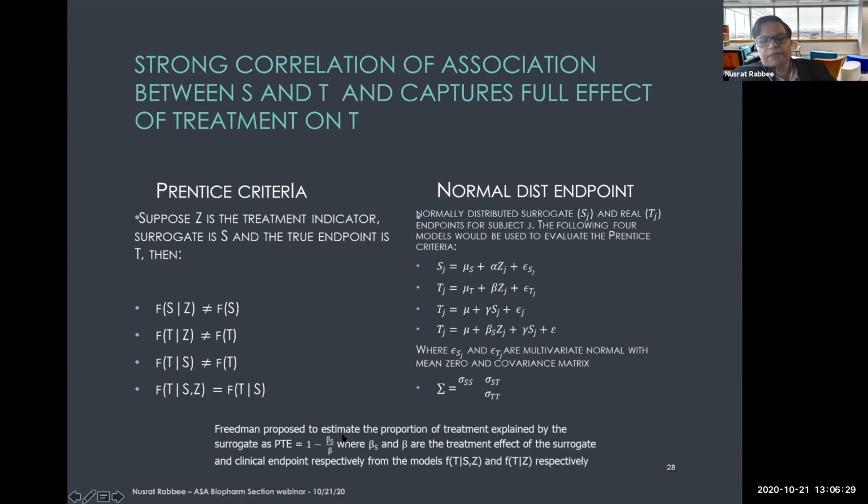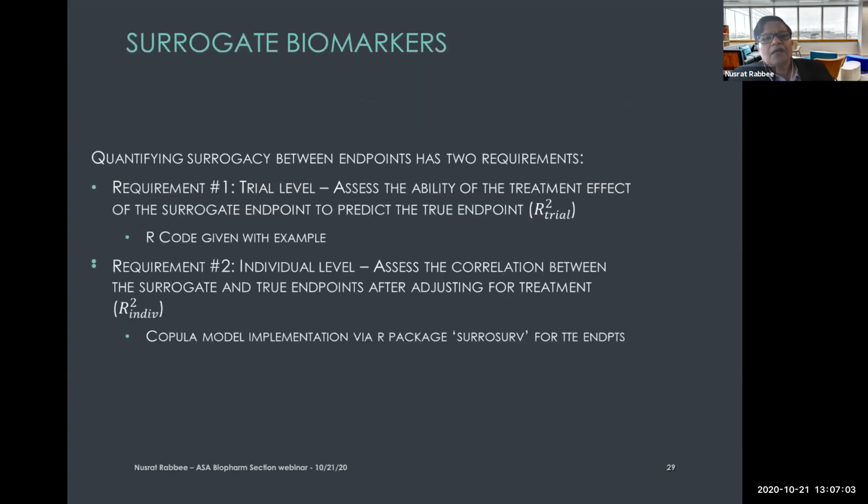Here it is. Freedman proposed first that the ratio of beta S to beta, 1 minus that, is the proportion of treatment effect explained, PTE. So in other words, if beta S is 0, which is the ideal situation, your surrogate completely explains your true endpoint, then this is going to be 0, and you'll be left with PTE equal to 1. So it's 100% explained. We're never really at that stringent criterion.